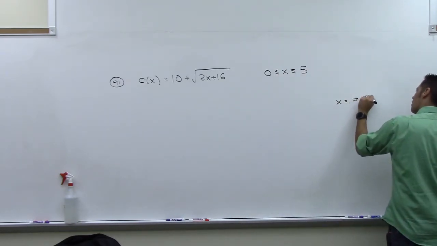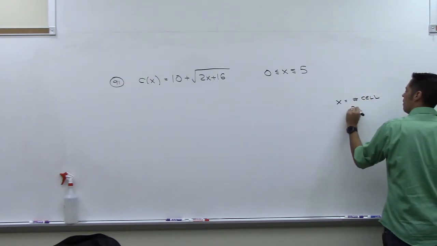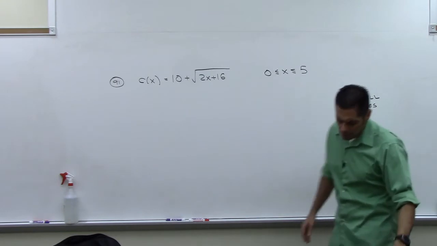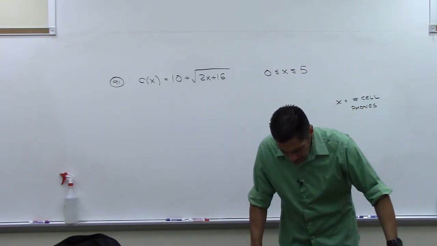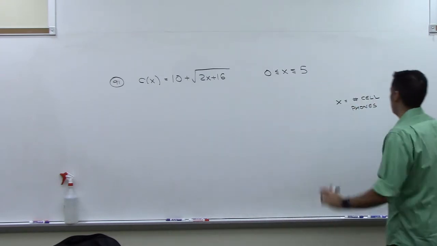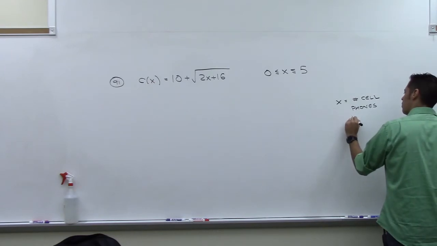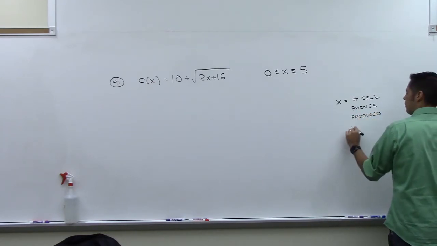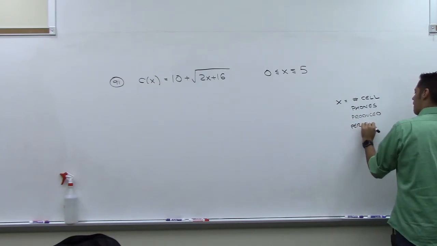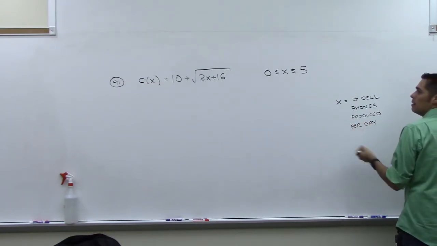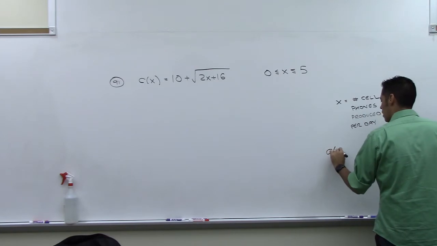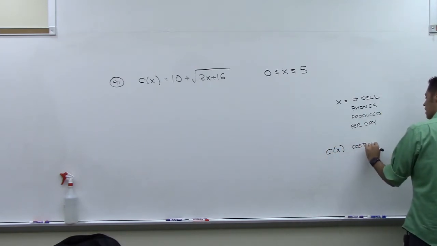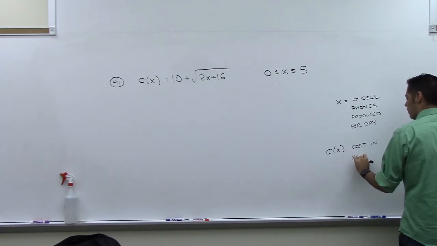Number of cell phones produced per day. And then, of course, C of x is the cost in hundreds of dollars.